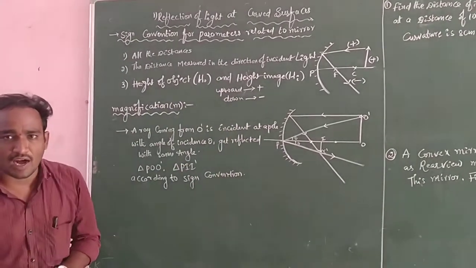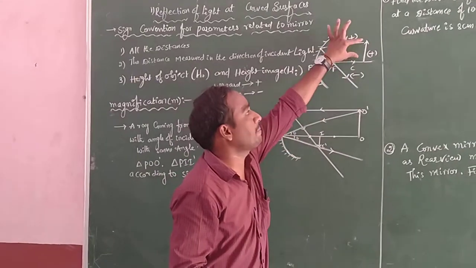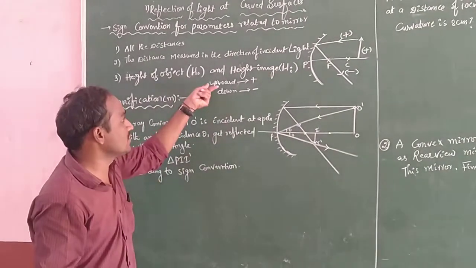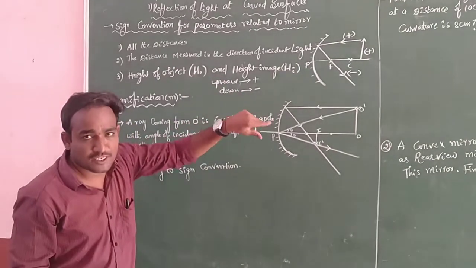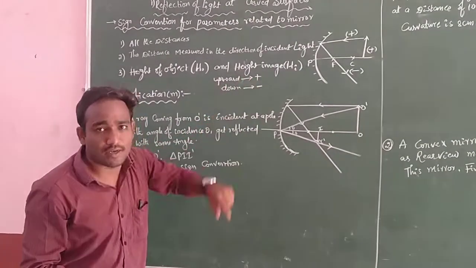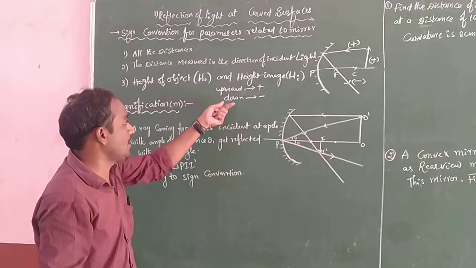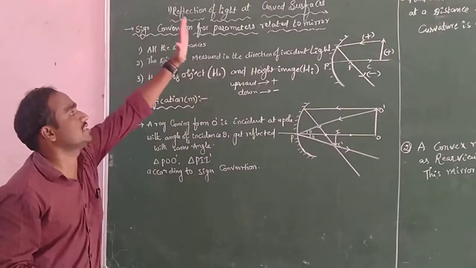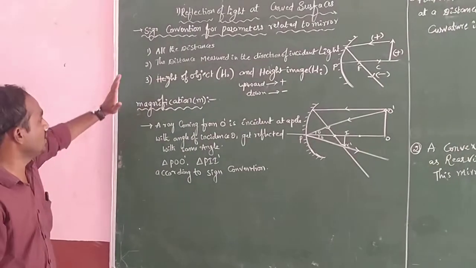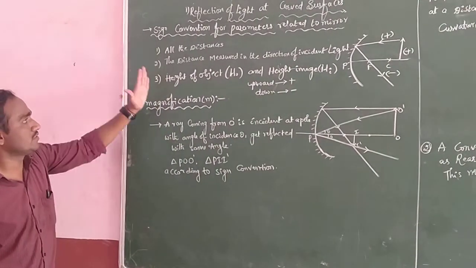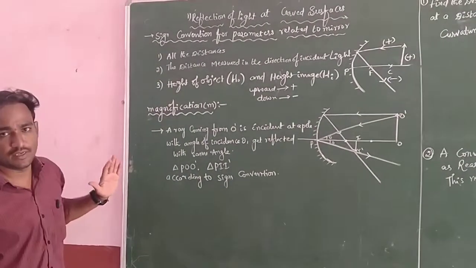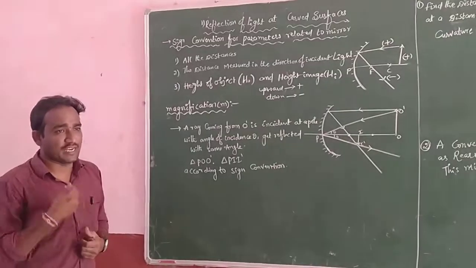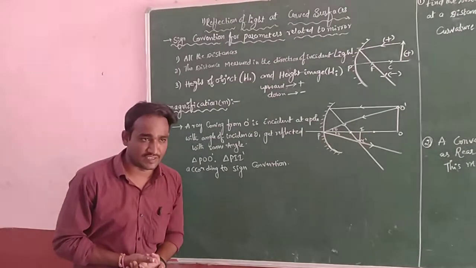So if any object is on the principal axis, how do we take it? It is upward of the principal axis, that's why we take positive. Downwards of the principal axis we take negative. So these are our sign convention parameters. Here we have 3 rules that we have to follow. Next we will discuss the topic of magnification.